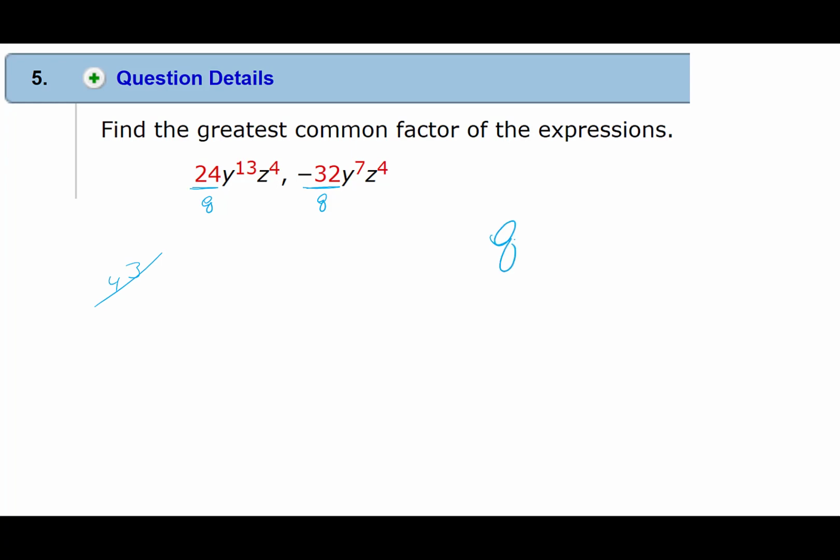Next, in order to figure out the common variables, they always have the smallest exponent in common. So for example, there's y to the 13th power and y to the 7th. The most they have in common is y to the 7th, and then they have z to the 4th. And so that is the greatest common factor of these two expressions.